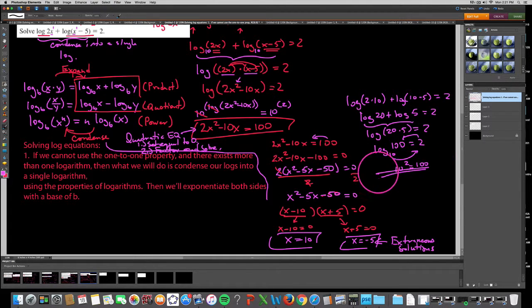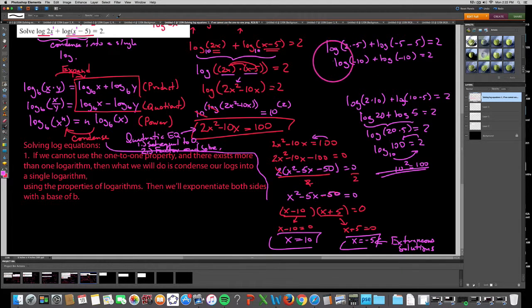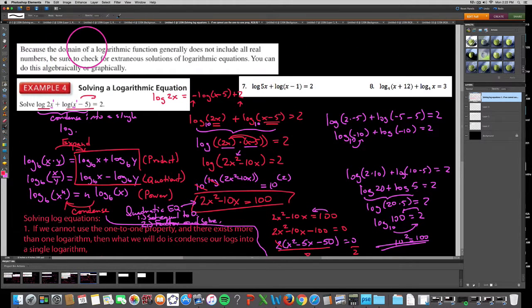Now, in terms of checking our negative 5 here, if we would have plugged that in, we would have gotten the log of 2 times negative 5 plus the log of negative 5 minus 5 equals 2. So simplifying this, we get the log of negative 10 plus the log of negative 10 equals 2. And this is certainly a lie, and the reason why I want to tell you this is because we can never take 10 to the power of something and get a negative output. And so we can't take the logarithms of negative values. That is to say, because the domain of a logarithmic function just generally does not include all real numbers, we have to check our solutions.